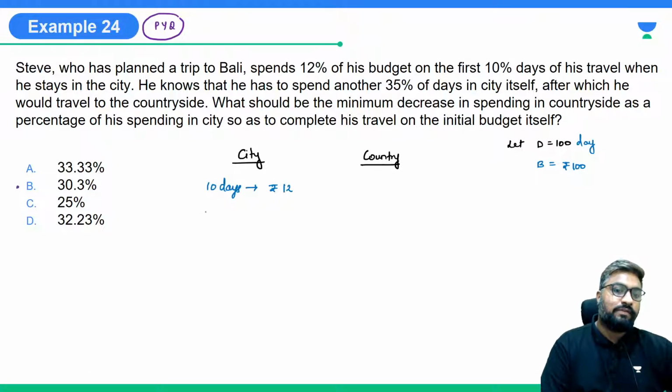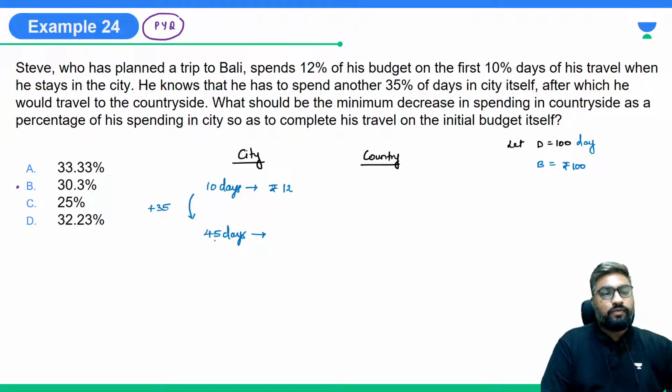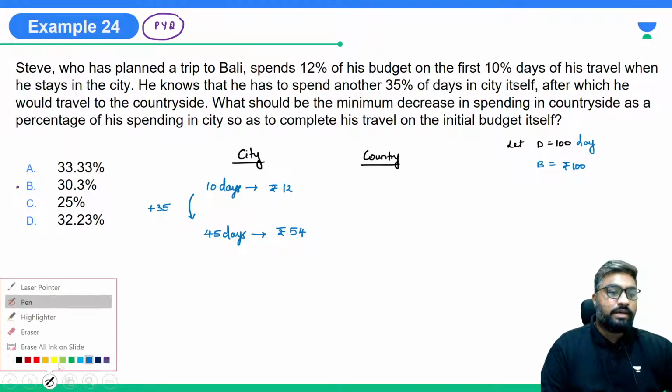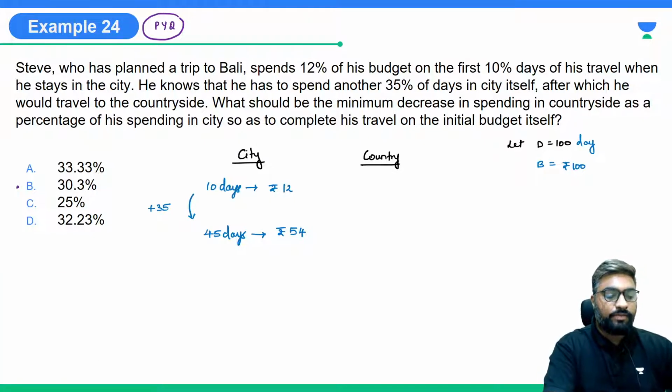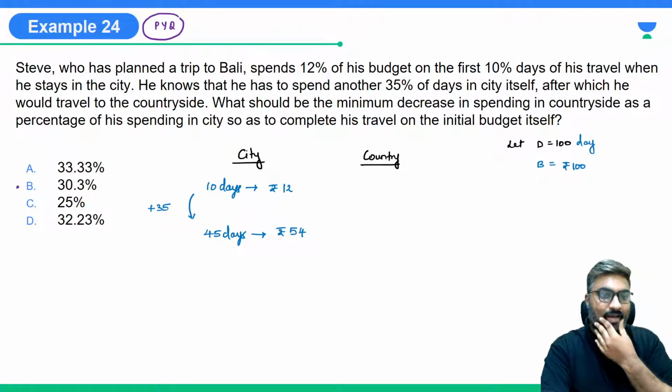Yes, so another 35 days, another 35 days will give us total 45 days, correct? Yes, तो कितना पैसा spend होगा into 4.5, so 12 into 4.5 will be how much? 12 into 4.5 is basically 6 into 9, which is 54 rupees. So 100 में से 54 rupees he has already spent.